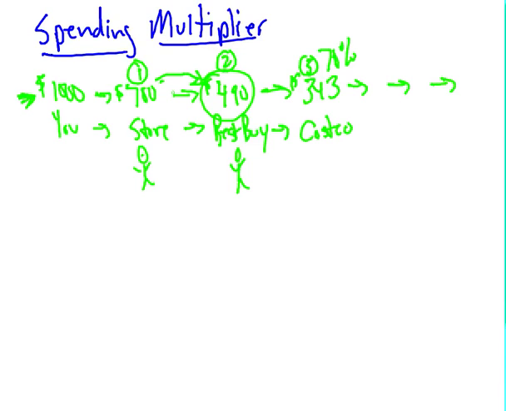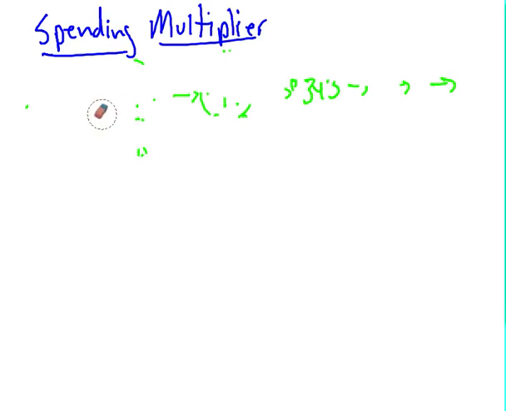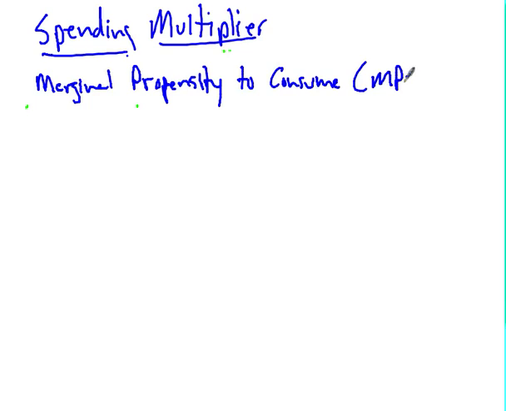Okay, and so let me erase just a little bit of this. How we calculate this is by using something called the marginal propensity to consume. And that's just MPC. And there's another one that goes along with this, the marginal propensity to save. And that is the MPS.